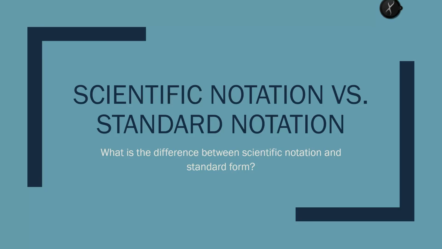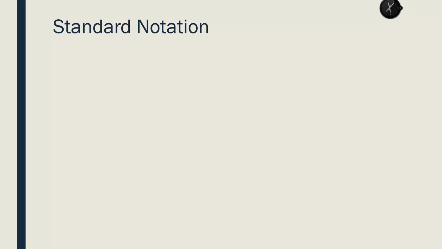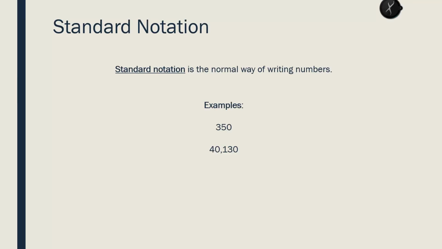First, it's important that we go over the difference between scientific notation and standard notation. Standard notation is the normal way of writing numbers, the way that you are used to seeing numbers, such as 350, 40,130, or even very small decimals. This is the traditional way of writing a number that is probably very familiar to you.